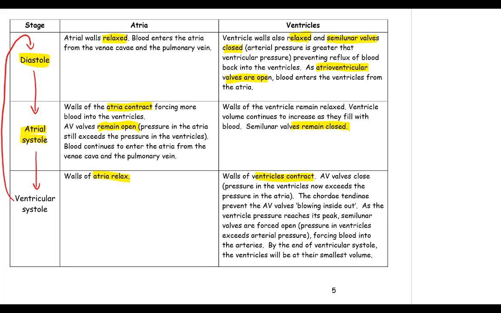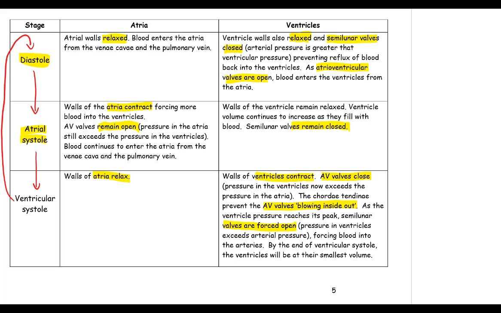The AV valves close because as the ventricles start to contract, the pressure in the ventricles is now much greater than the pressure in the atria. So the AV valves close to prevent the blood flowing backwards, and the chordae tendineae, which were the heartstrings, prevent the AV valves from blowing inside out. As the ventricular pressure reaches its peak, the semilunar valves open, forcing blood into the arteries, and by the end of ventricular systole, the ventricles will be at their smallest volume.